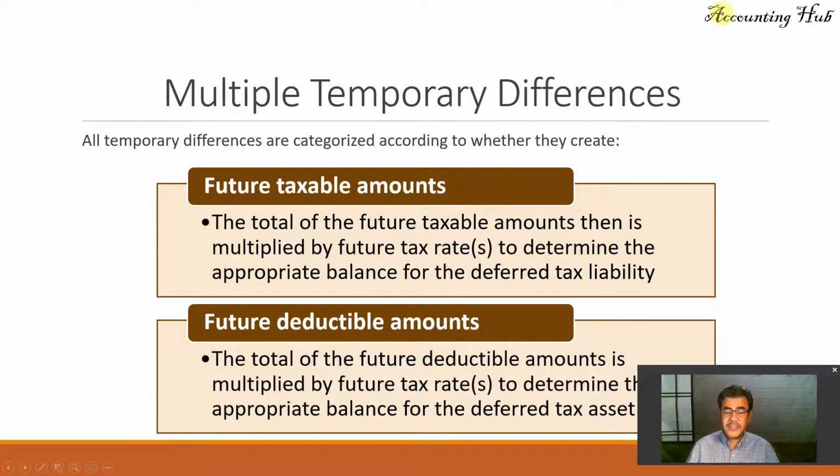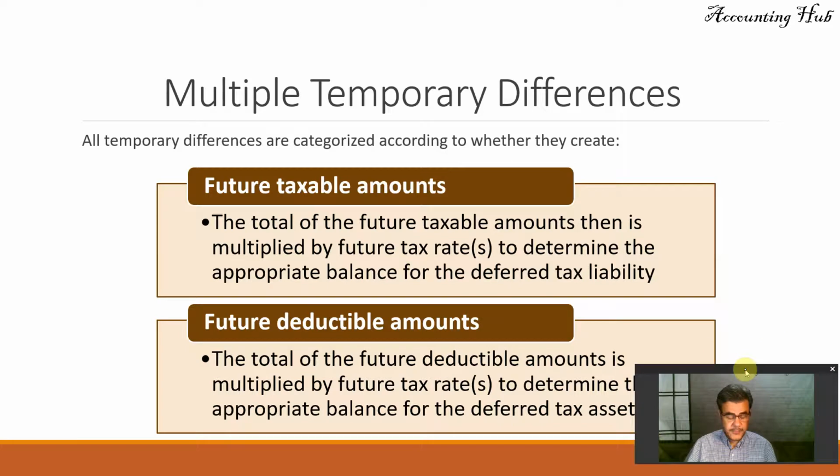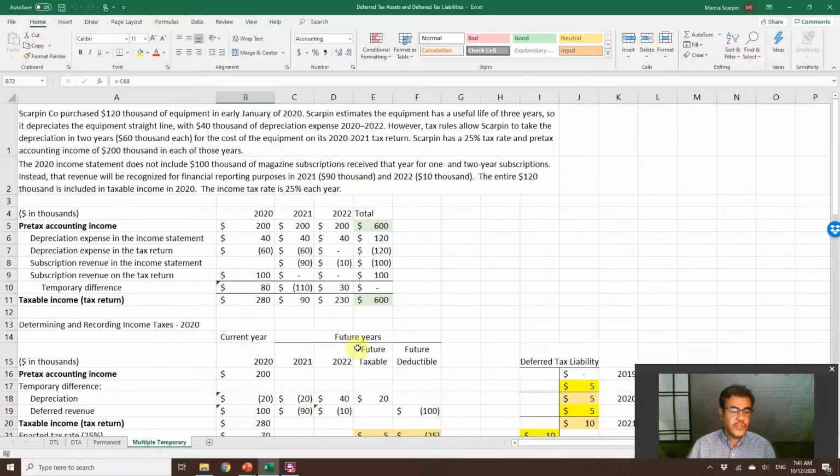Deferred tax asset, when we have future deductible amount, we pay more tax now, we will pay less tax in the future. So the total of the future deductible amount is multiplied by future tax rates to determine the appropriate balance for the deferred tax asset. So let's go to our Excel file and double check it.